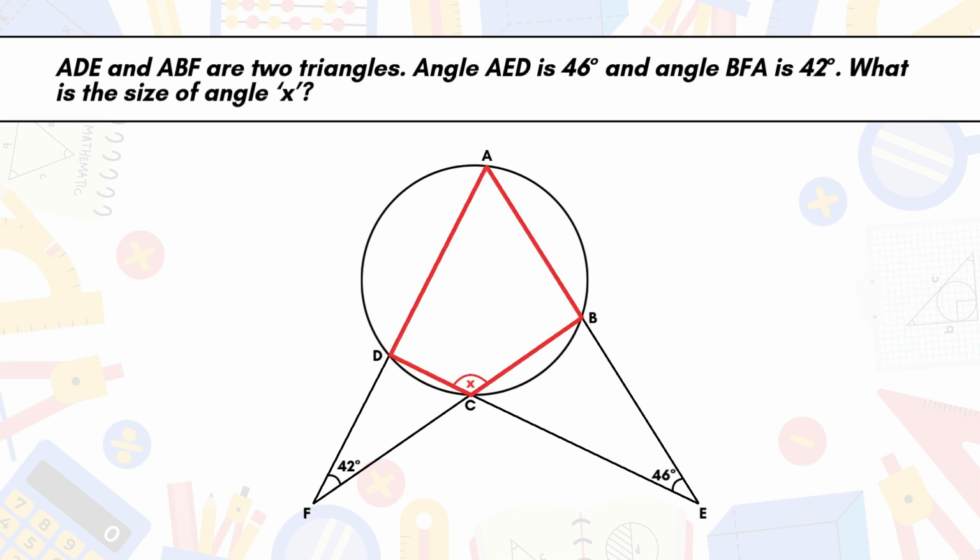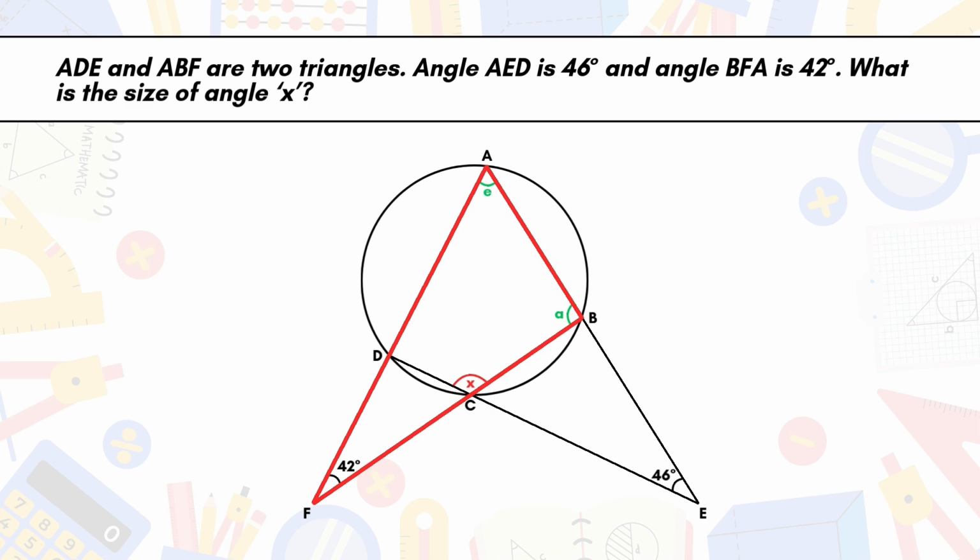Let's start by identifying various shapes within this image. First, we notice the quadrilateral ABCD, which is inscribed inside the circle. One of its angles is angle X, which means that this shape might come in handy. Next, we recognize the two triangles and label their angles.